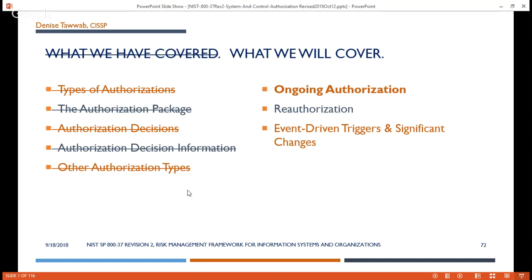There are 3 other topics that I'm going to cover in another recording, but I think this one is long enough. The 3 topics are ongoing authorization, reauthorization, and event-driven triggers and significant changes. I'm going to cover that next, but we're going to stop here for now.